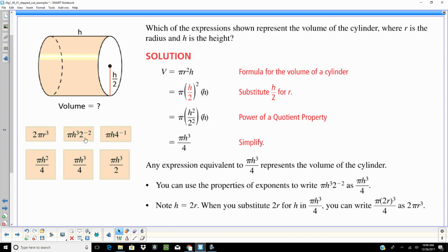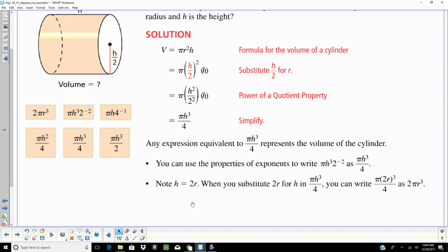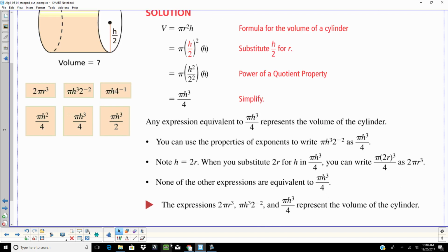So that one works. That one works. You can go through and see which ones work. So there was more than one correct answer.